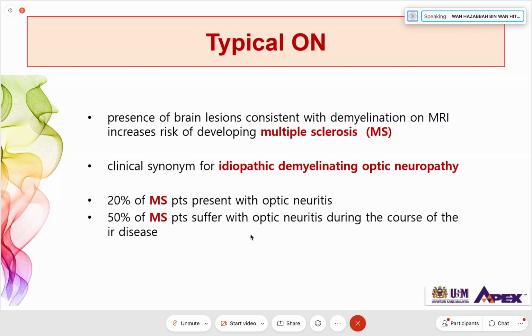If you see here, 20% of multiple sclerosis patients present with optic neuritis, and 50% of multiple sclerosis patients suffer optic neuritis during the course of the disease. So the relation is very close, and it depends on when the patient comes to see you, but the most important thing is that you need to make sure to do the investigation to rule out multiple sclerosis.